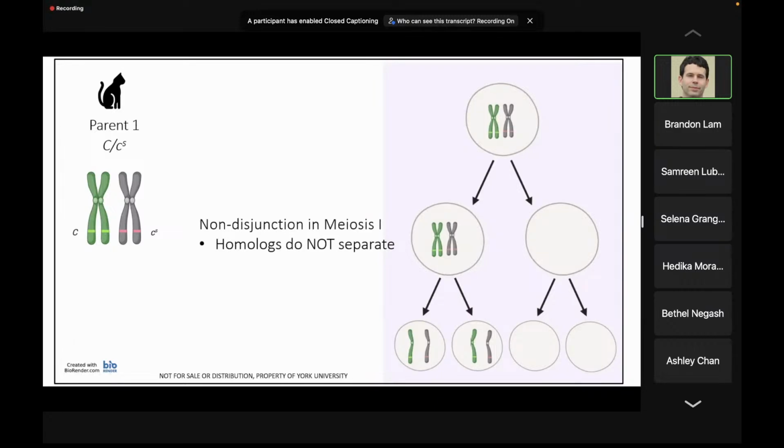This deep question might take you for a loop if you're not following along. You could just follow the colors and you would have the answer. It's C and CS. So if we had a non-disjunction event in meiosis one, you would end up with both copies, C and CS, that were found in that parent. That's not what we had. Remember, we had two copies of CS.